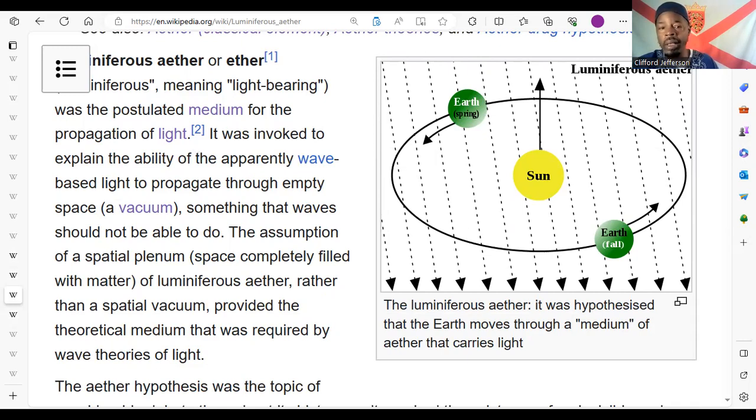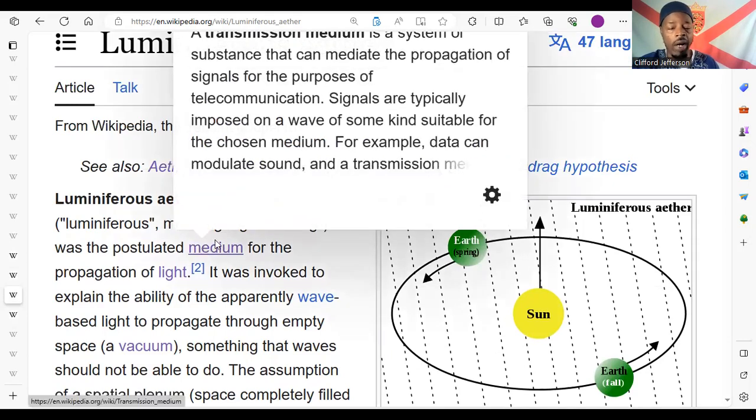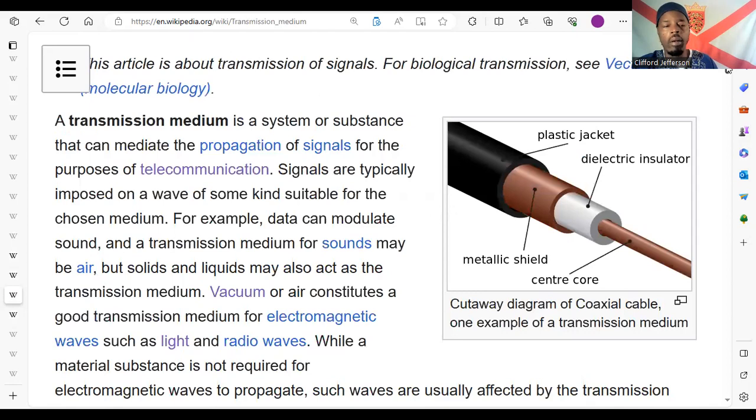Light travels through what we call a medium. We know a medium is able to send what we call signals and waves. A transmission medium is a system or substance that can mediate the propagation of signals for the purpose of telecommunication. Signals are typically imposed on waves of some kind suitable for the chosen medium. So if you are a chosen medium, and as you're saying the ancestors are speaking through you, do that communication, because they ain't picking up no phone trying to communicate with you. They are downloading through what they call mental transference.